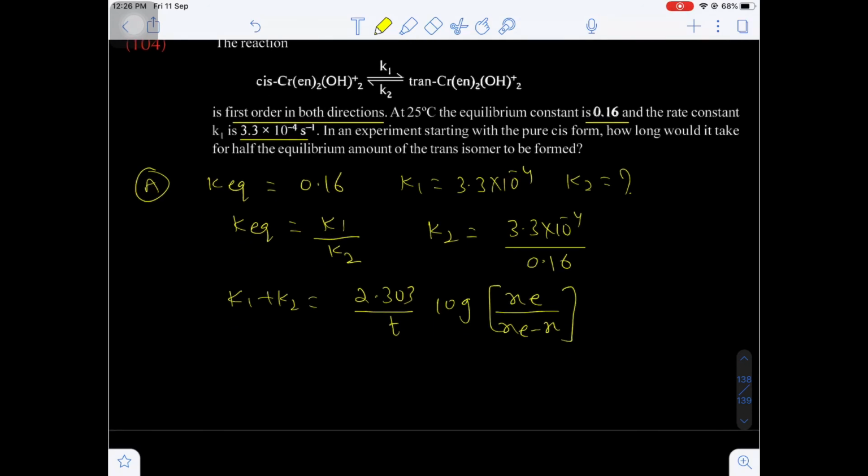Now the K1 value we know, K2 value we know, and one more important relation: how long will it take, half of the equilibrium amount of the trans isomer. The product concentration will be half of the equilibrium concentration. So if you bring the X value as Xe by 2, after complete simplification you will get the time period, that will be equal to 289.6 seconds. If you want to convert into minutes, you will get 4.83 minutes. Okay.